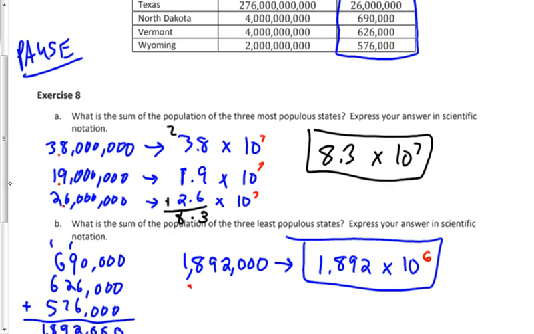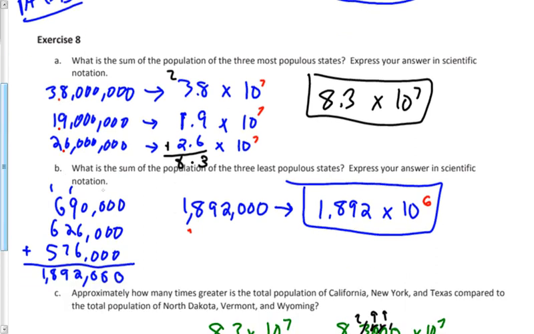Now for the second one, I wanted to show you a different way, just because 690,000, those three numbers, they're not huge numbers. So what you could do is you could add them all up normally, like I did over to the left here. I got 1,892,000 as a total, and then you could change that to scientific notation. So it's just a different route when you have maybe not such huge numbers. I got 1.892 times 10 to the 6th power.